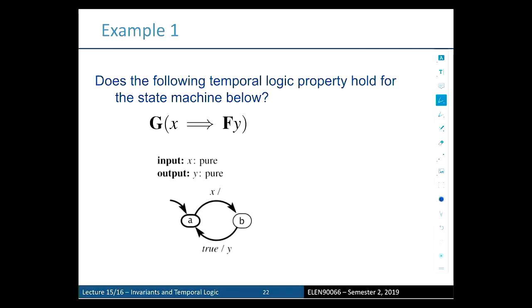In A, action X happens, so input X happens. If X doesn't happen, we don't transition out of it, we remain in A. If X happens, there is no output associated with that transition. We end up in state B. In state B, we always transition back to A, but present output Y. Okay?